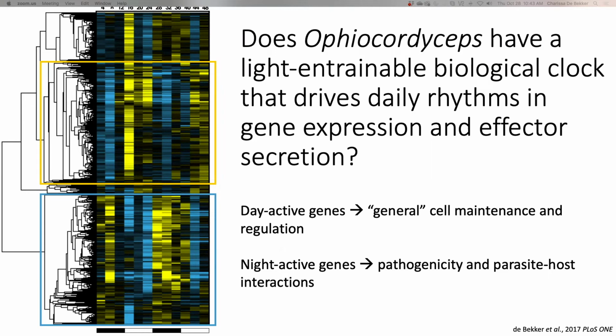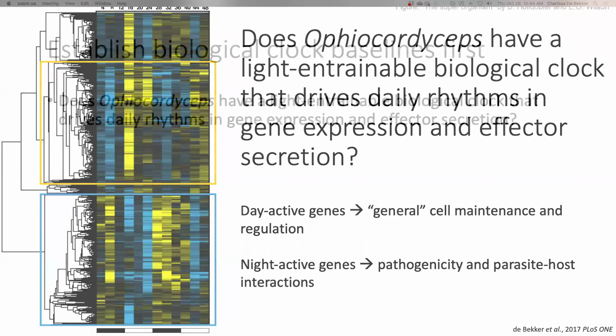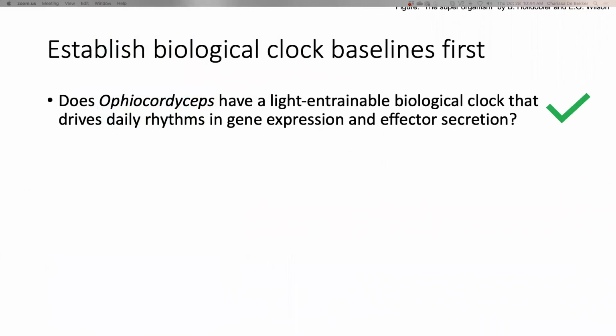And interestingly, we found that there's a group of day active genes and night active genes, and that, for instance, those are enriched for different types of gene functions. So the ones that have to do with pathogenicity and parasite-host interactions were actually showing up as enriched during the night peaking ones. So it does seem that Ophiocordyceps is able to keep time. So that's great. But then what happens on the host side of things?